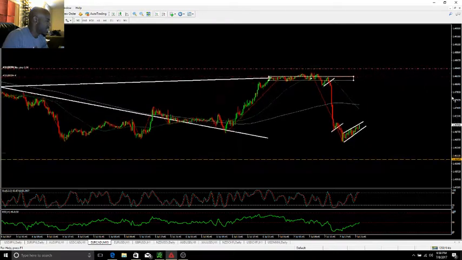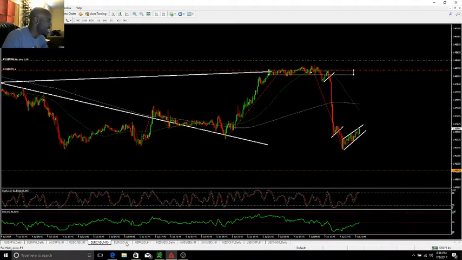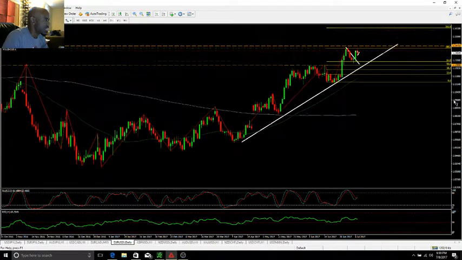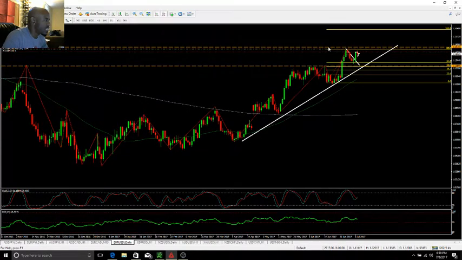Next one. That would be the Euro CAD. Euro USD on the daily chart looks a little something like this. All right, so we're definitely testing this upper level of resistance at the 114.7 range.